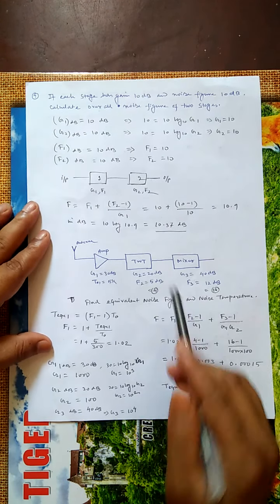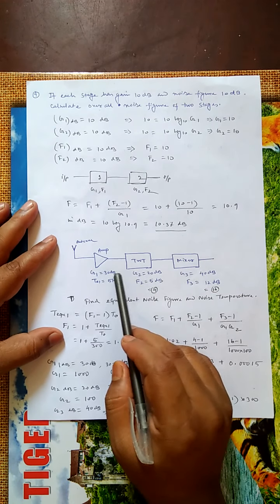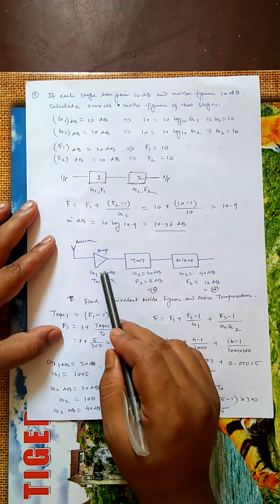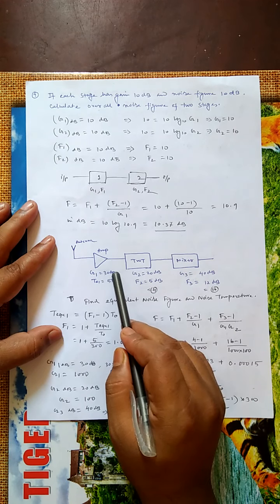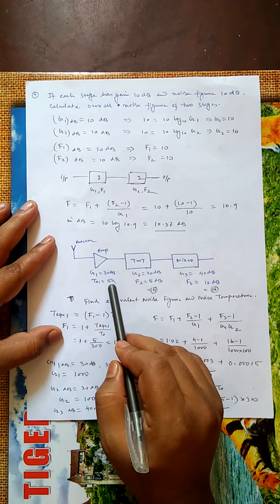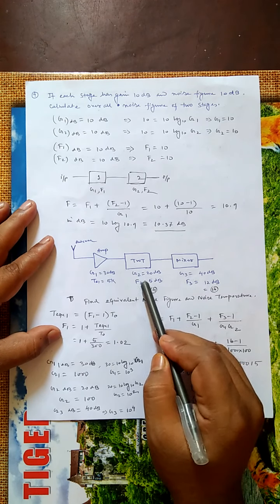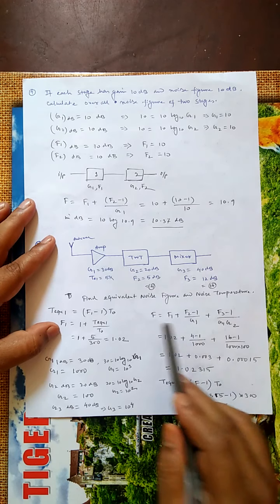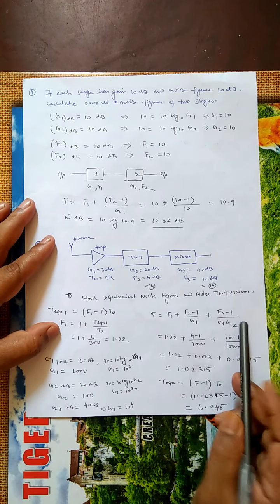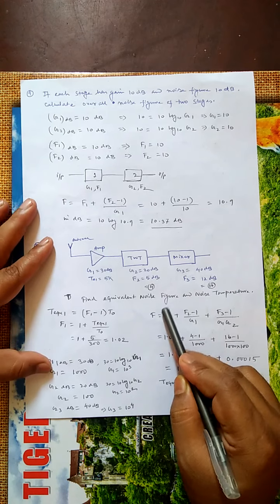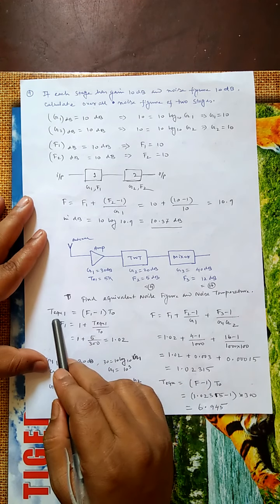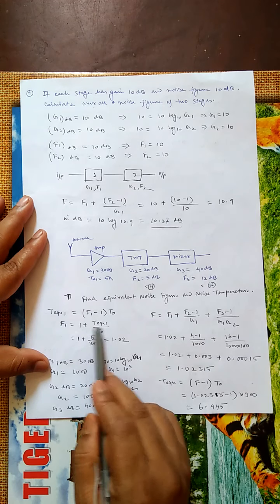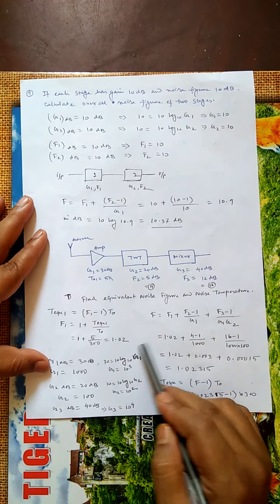Similarly, for this problem, G1 in dB and the equivalent temperature are given, along with G2, F2, G3, F3. For the equivalent noise figure, we know the formula looks like this, but here F1 is not given. So from this formula we find F1, and then put the value of F1 here.